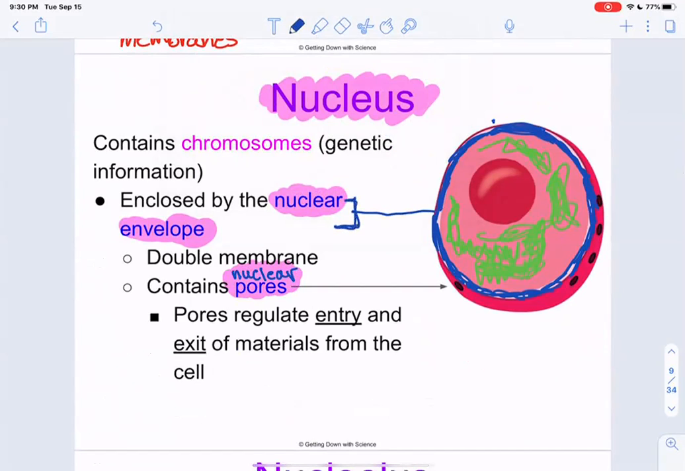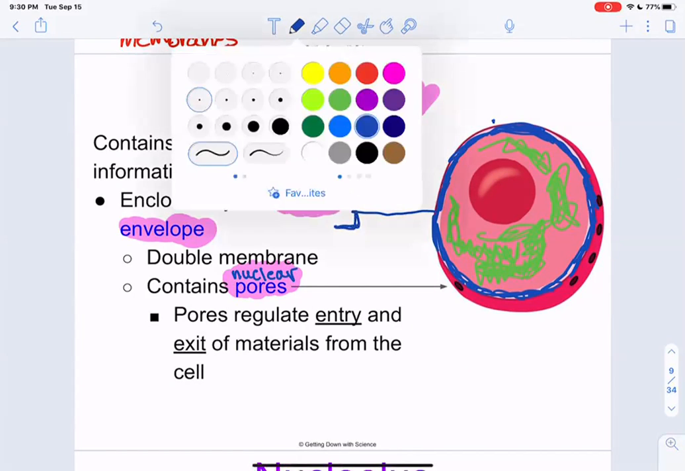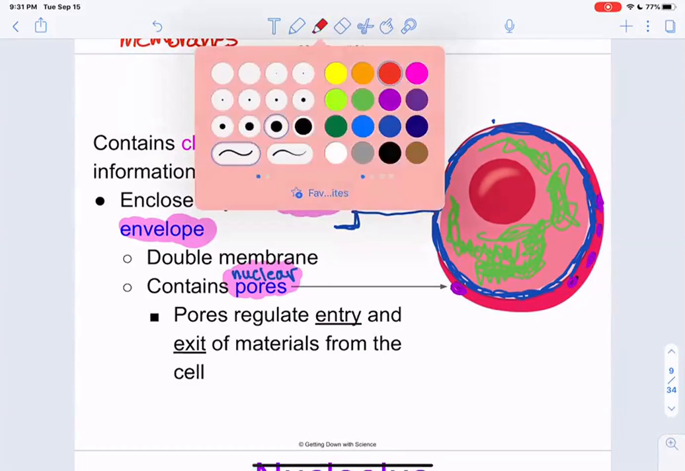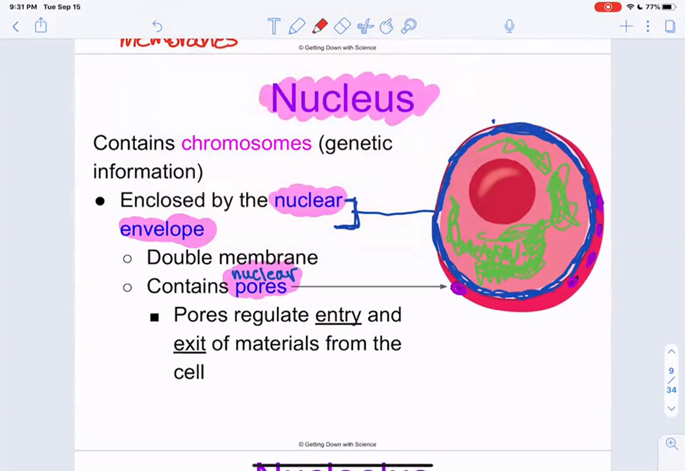And so what I'm labeling right now is the nuclear envelope. I'm going to draw the nuclear pores in, let's say, purple. So these little dots that we see all around the nucleus, around the nuclear envelope, these are nuclear pores. And this is what regulates what comes in, who comes in, and who comes out of the nucleus.